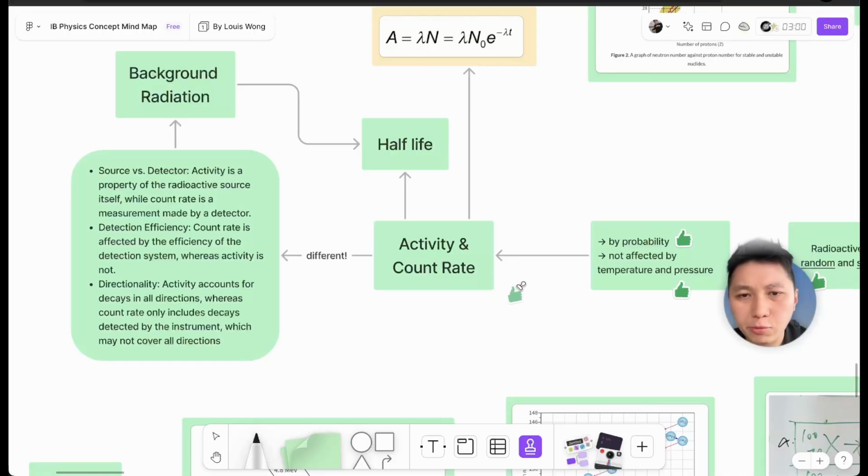And then, of course, we will talk about activity and count rate in terms of measuring how fast they are decaying. These two words, activity and count rate, are similar, but they are different. So that's why we have two names. Again, these are actual terminology, although activity is also a very general English term.